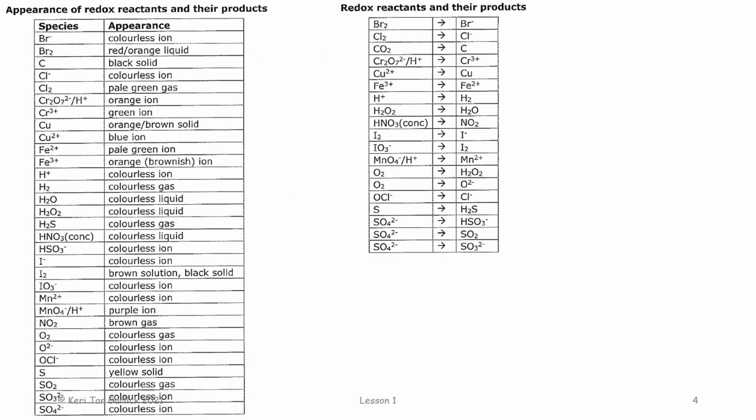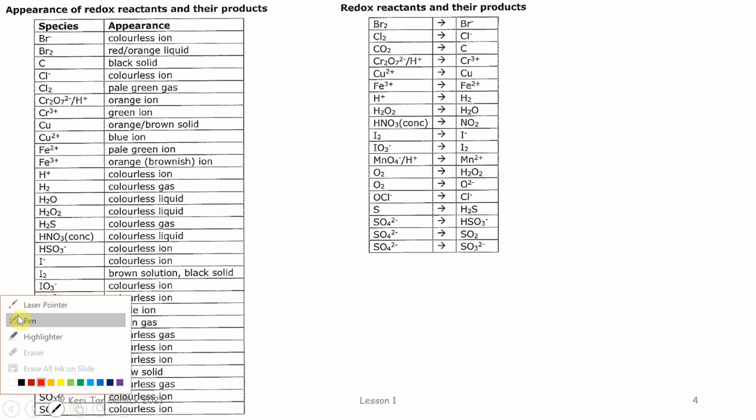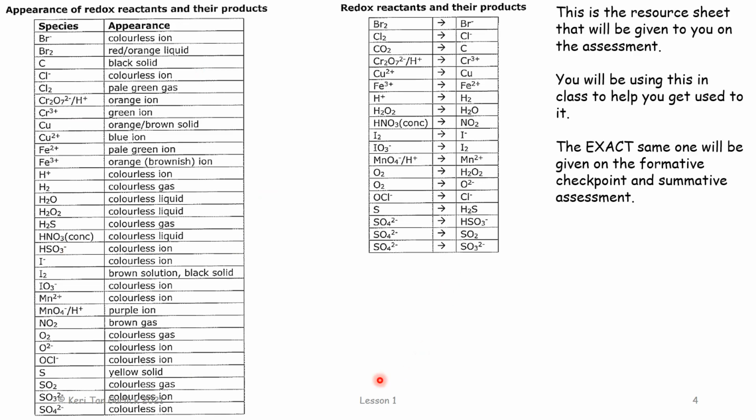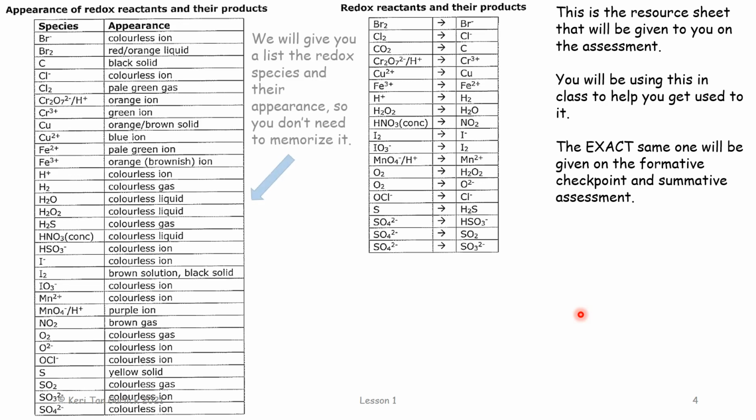Anyway, I want to show you guys some of the Redox assessment just so you kind of have an idea of what to expect. What I have here is the resource sheet that we will give you on the assessment. Now, some things to note about this resource sheet. This is the resource sheet that you'll get on the assessment. I want you guys to get used to using it, just so that way you know how to use it. You're going to get the exact same one when you do both the formative and the summative. But we probably won't start using this until a few weeks later.